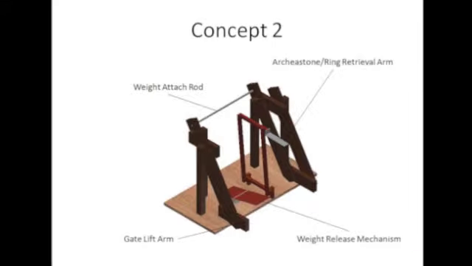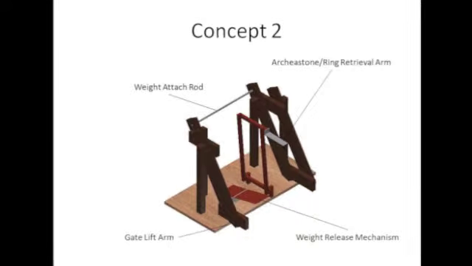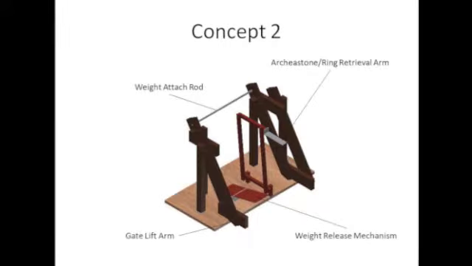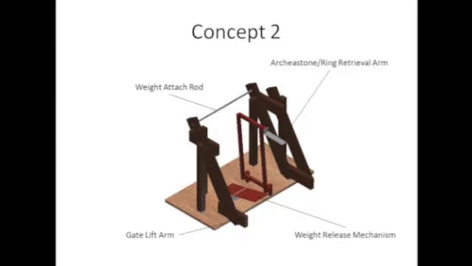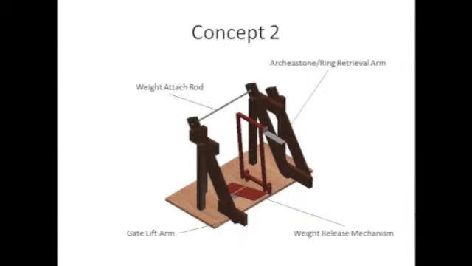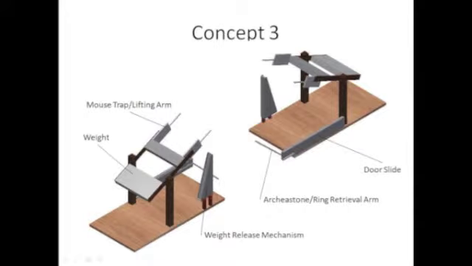Concept 2 is like a pendulum. There will be weight attached to the center rod to swing the gate lift arms open, which will be released with a weight release mechanism there in the center by a solenoid, and an archstone retrieve arm will swing out and make a circular motion to just knock out the ring into the center platform.